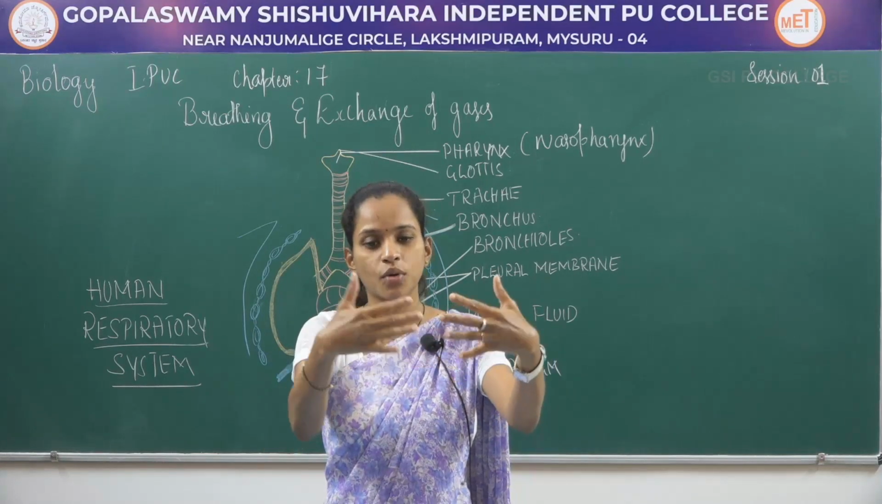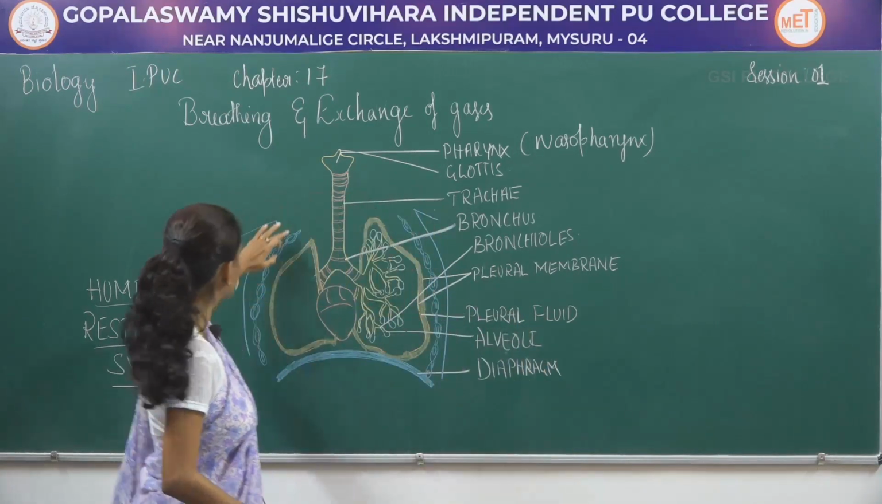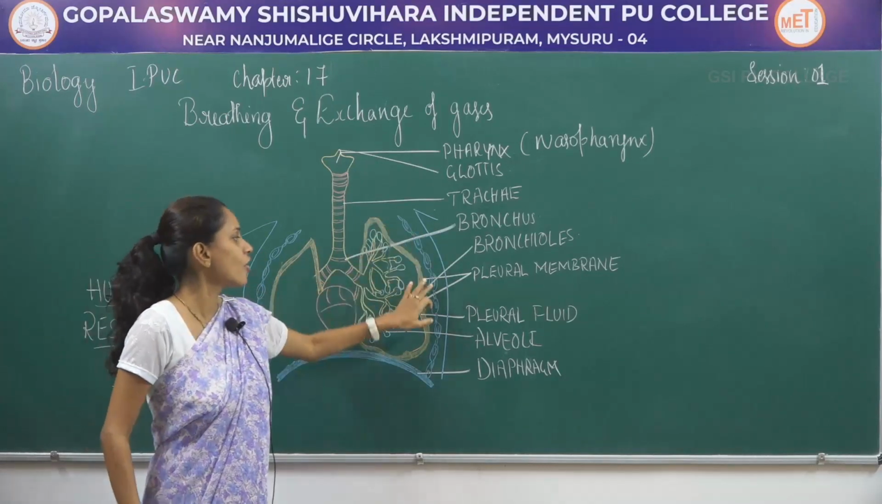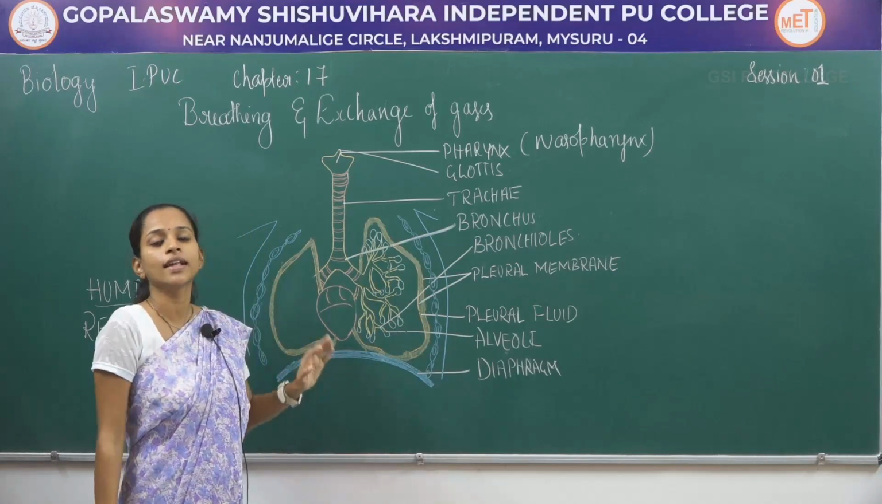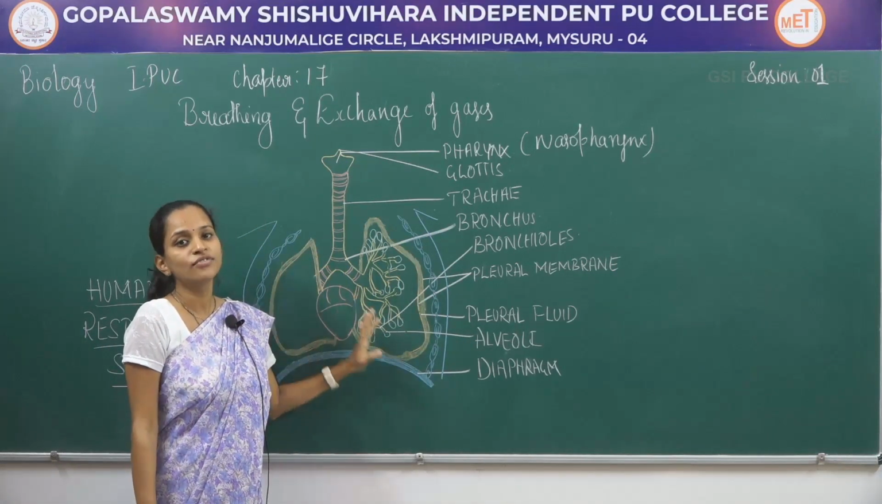Ribs come like this and protect the lungs from within. So, this is the cut ribs that I have drawn here in blue color. This covers the lungs like this and protects the lungs from all the 4 sides.